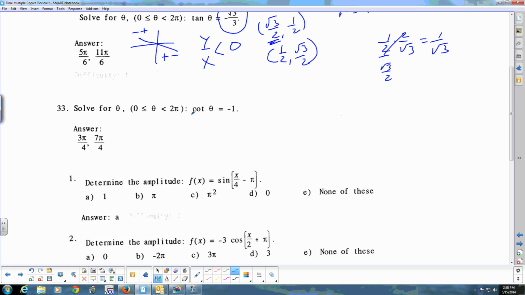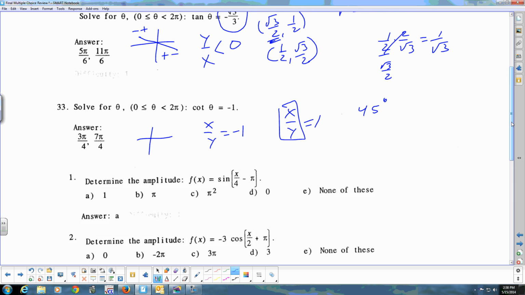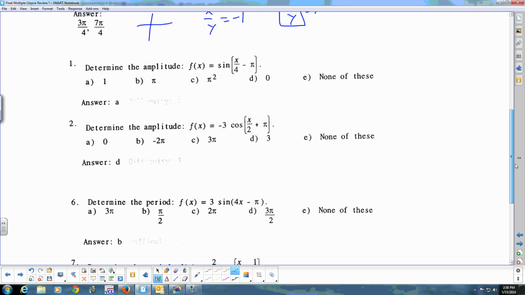Okay? Cotangent, that's x over y. They're telling you it's -1. How do you make a fraction worth, let's just say 1? The number on the top and the bottom have got to be the same. Where does that happen? It happens at multiples of 45. It's negative. Where does that happen on the unit circle? Where one of them is negative. That happens in the same two quadrants. I already got it right there. Okay. So you just list the 45s that are in those two quadrants.